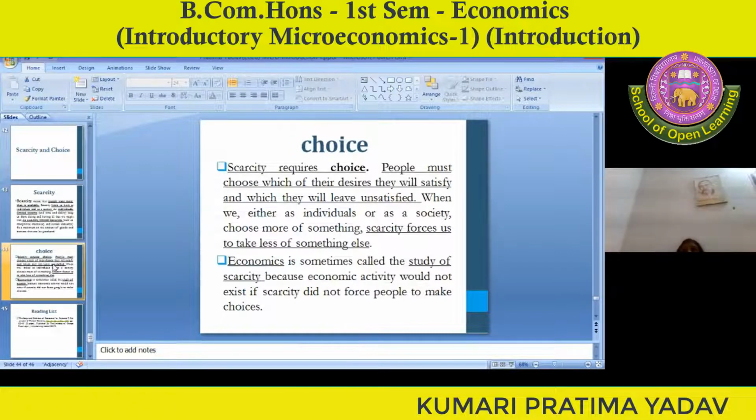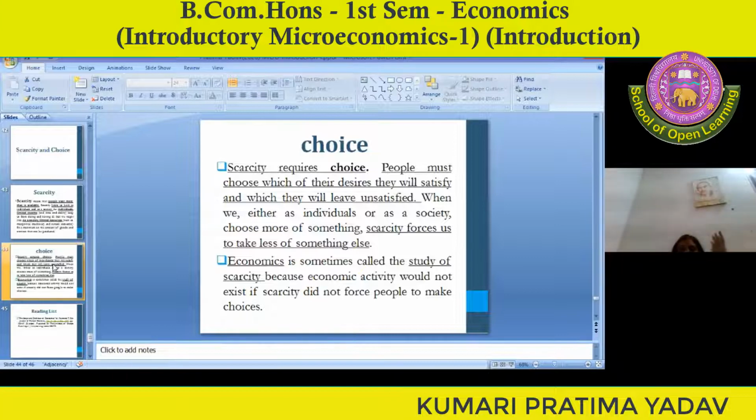Okay, that's fine. So what are the choices we have and how can we make the best use of these choices? Scarcity requires choices. People must choose which of their desires they will satisfy and which they will leave unsatisfied. That's true, in the sense that you can't satisfy everything. Maybe once I went to the market, there were 5 beautiful clothes. I want to buy them all, but I carry only 5,000 rupees in my wallet. I can't buy all. I have to choose. I can buy 2 or maximum 3, depending on how much their prices range.